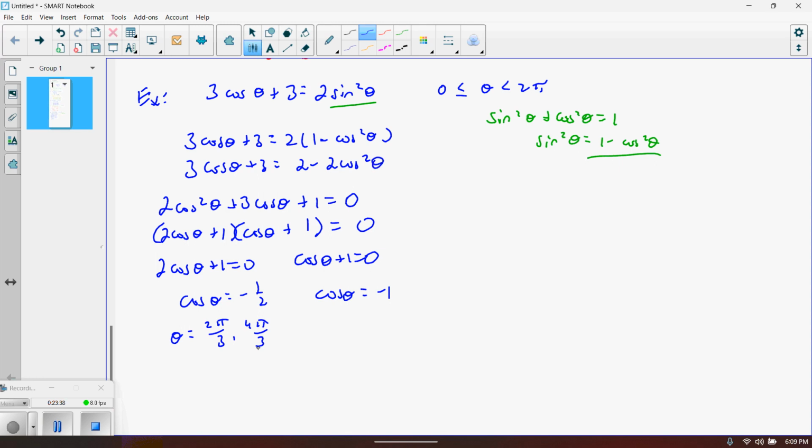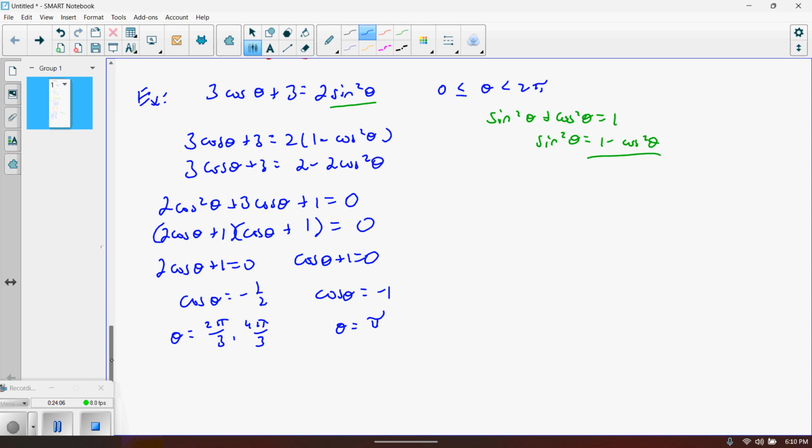And then where is cosine going to be negative 1? Cosine is negative 1 at theta equals pi. Again, that's one of your quadrant angles. So you have 3 solutions: 2 pi thirds, 4 pi thirds, and pi. All right, let's do one more example, and then we'll do, like I said, calculator work.